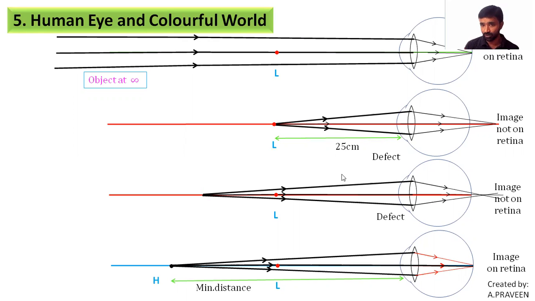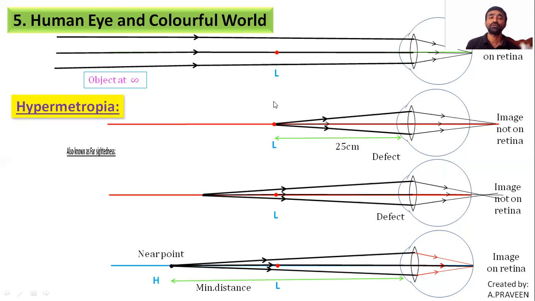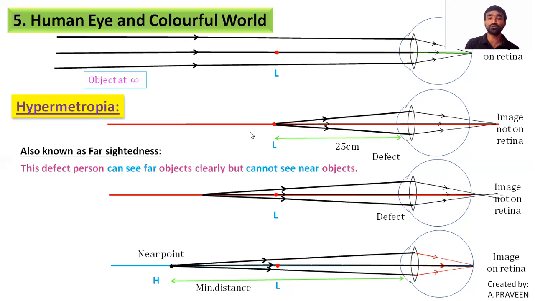Can anybody define this defect by seeing the diagrams? Observe the diagrams. Define the defect. What is the problem of the person with this defect? Able to see the far object, but unable to see the nearer object. So this defect I am naming farsightedness, named after what he cannot see clearly. This farsightedness is also called hypermetropia. So what is the farsighted person's defect? Unable to see the near object, but able to see the far object. You can write this as the definition.